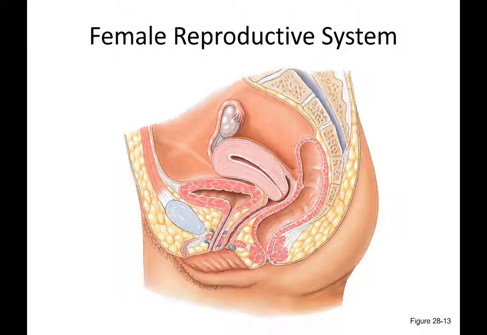So the female reproductive system, as we see here, obviously we've seen a cross section from the male reproductive system that we did previously. So this is the female cross section. You should be comfortable naming the anatomy on either one of these male or female cross sections on your exam.